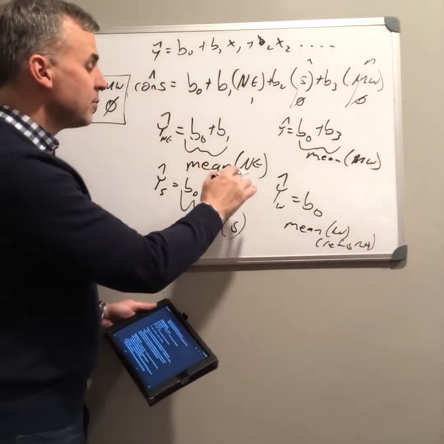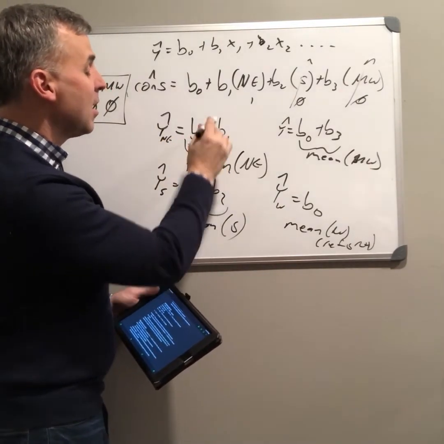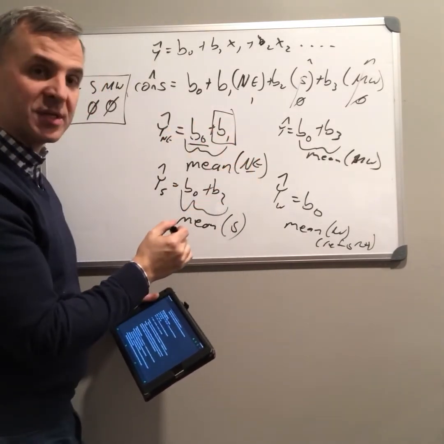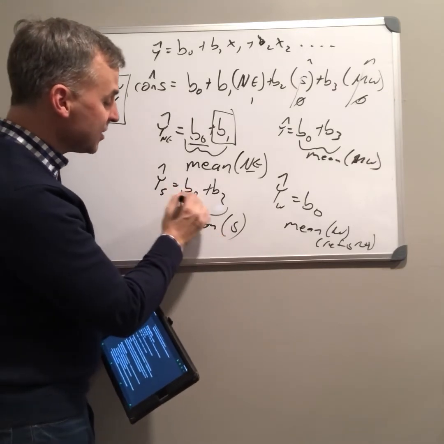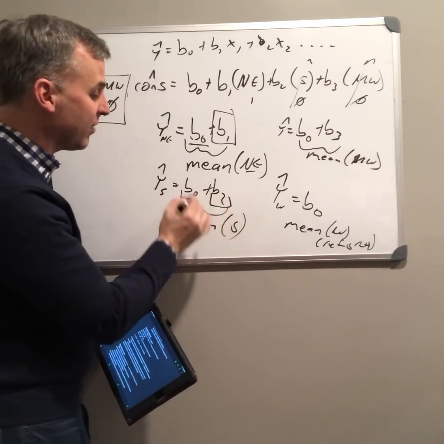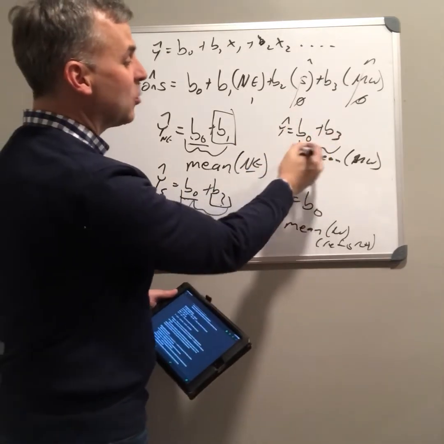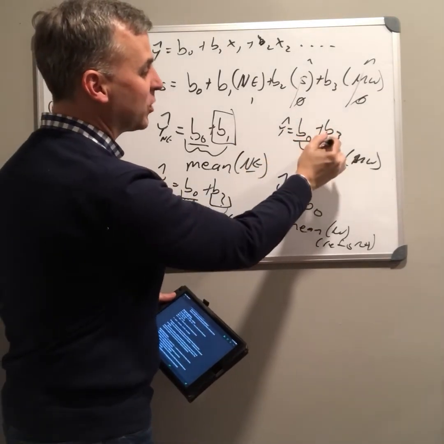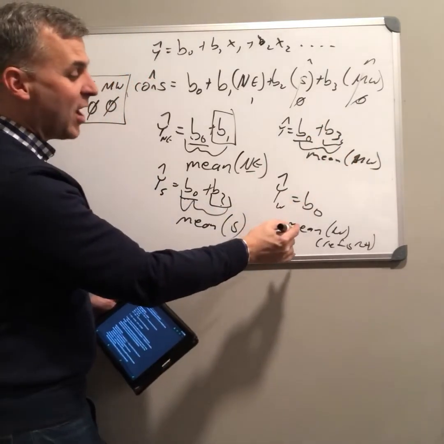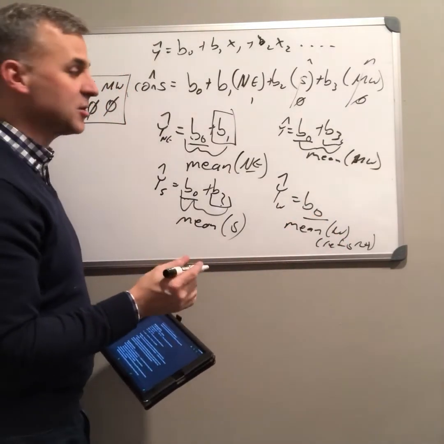In other words, being from the Northeast, in order to calculate your expected value, it's the reference group mean plus whatever difference there is between the reference group and the Northeast group. Being from the South, it's the reference group mean plus whatever the difference is between the reference group and the South. And being from the Midwest, it's again the reference group mean plus whatever the difference in means is for being from the Midwest. And then our predicted value, if you're from the West, our reference group, is just the y-intercept.